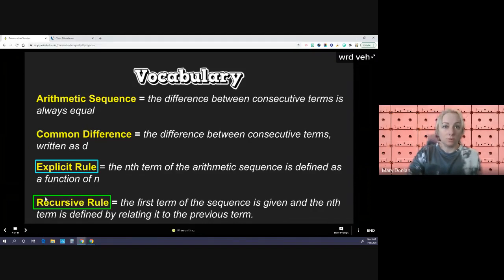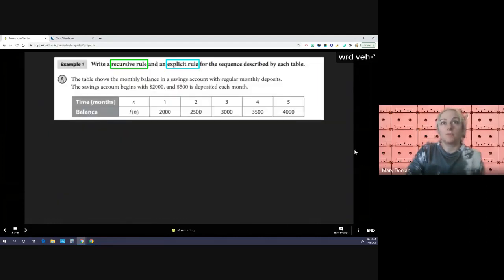A recursive rule with the green box. So when we look at recursive rules today, I'm going to have a green box around it. The first term of the sequence is given, and the nth term is defined by relating it to the previous term. All right, so there's a difference here, and we're going to see what that looks like.